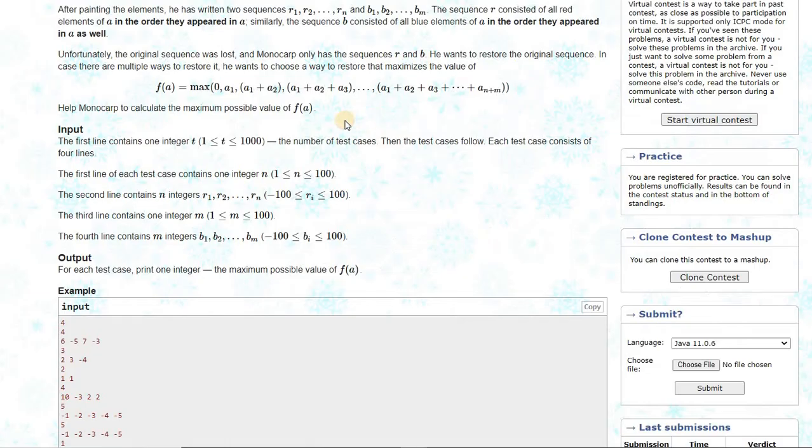I'll get the test again. So R is -5, 7, and 3, and B is 2. Okay, so let's just go through it. Straightforward, right? The first thing is 0, which will always be 0. Now, the second will just be the first term, so it would have to be one of these first elements.